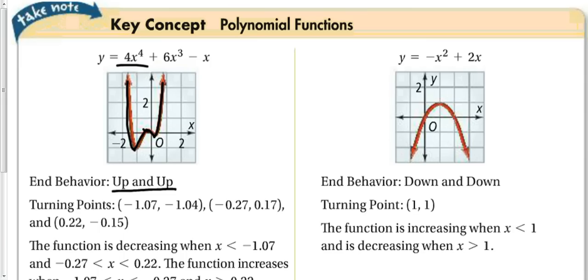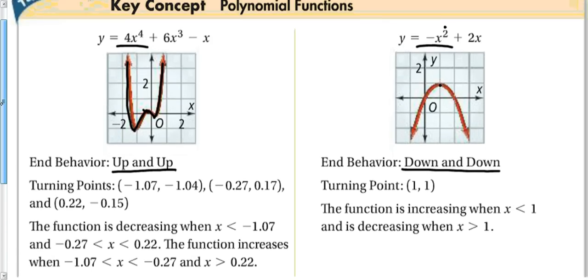For this one on the right, we can see that the leading coefficient, the number in front of x squared, is negative, because it's a negative 1, and my exponent is even. Negative and even tell me that both ends go down, which they do. And this particular graph has 1 turning point, and it is increasing till it turns around and then decreasing. Okay, and that should be a pretty simple parabola for everybody to take a look at.